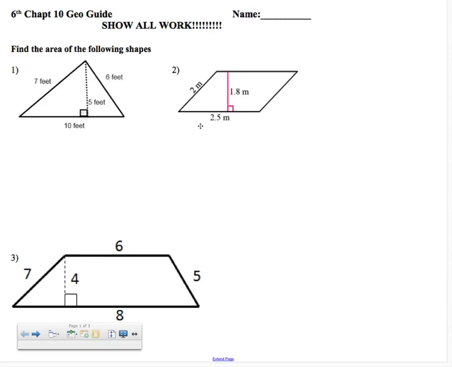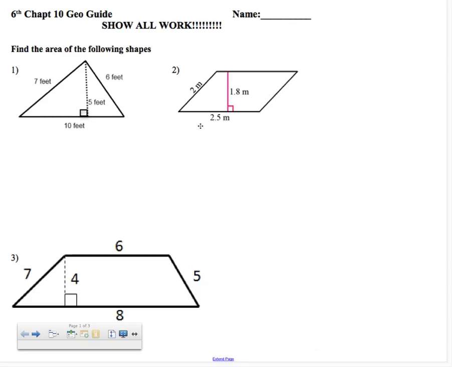So we're going to be looking at the guide for the area quiz coming up. And it's over the four basic shapes: parallelogram, rectangle, triangle, and trapezoid are the four main focuses, although a parallelogram and a rectangle are kind of done the same way. So we'll start with the first one here, which is a triangle.